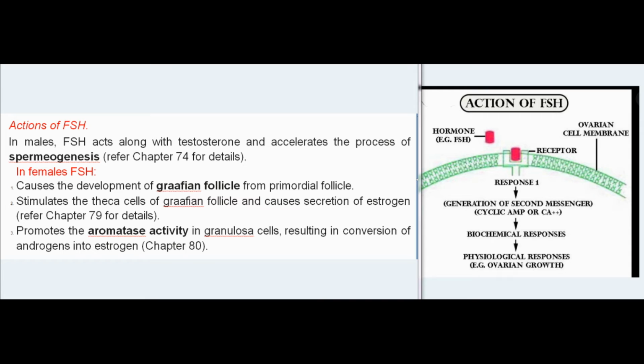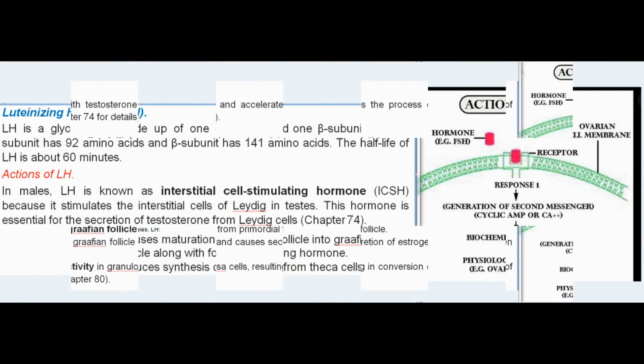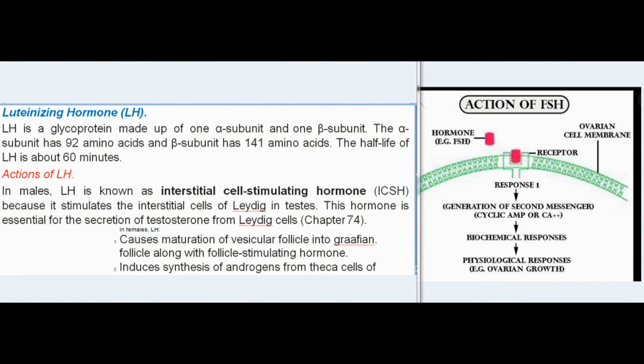Stimulates the theca cells of Graafian follicle and causes secretion of estrogen. Refer Chapter 79 for details. Promotes the aromatase activity in granulosa cells, resulting in conversion of androgens into estrogen. Chapter 80. Luteinizing hormone, LH.